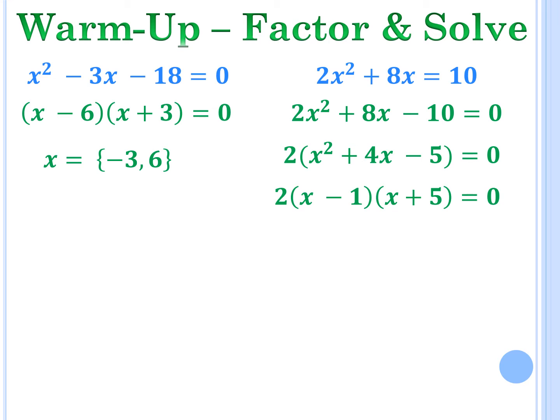I then set each factor equal to 0 and solve for x. Now 2 will never equal 0, so that only gives me solutions of -5 and 1.